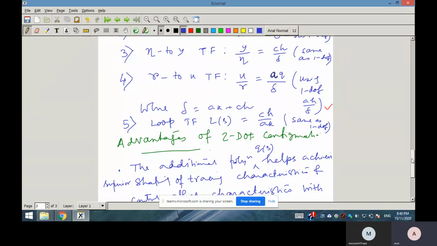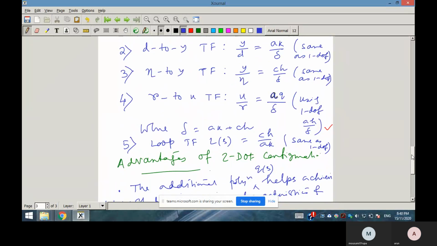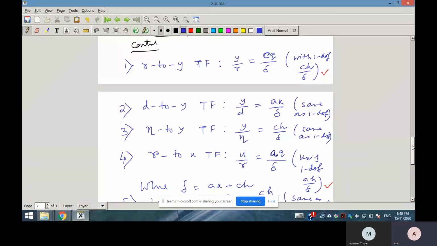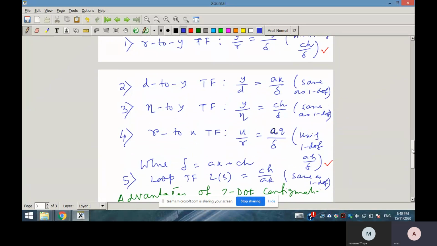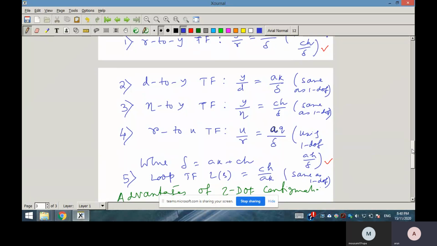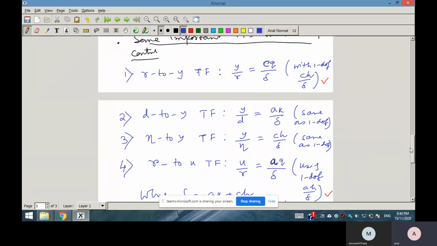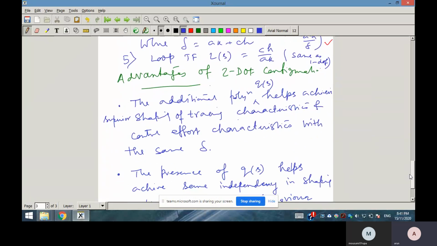This means loop characteristics remain the same, but the reference input to output characteristics and reference input to controller code characteristics, you can have some independency in case of 2 degree of freedom control, because of the presence of this Q parameter, this Q polynomial. Okay.